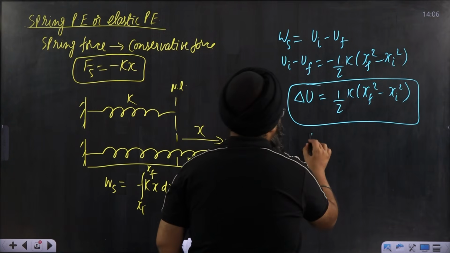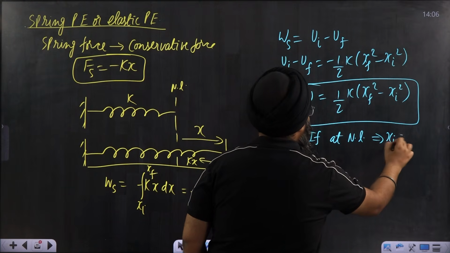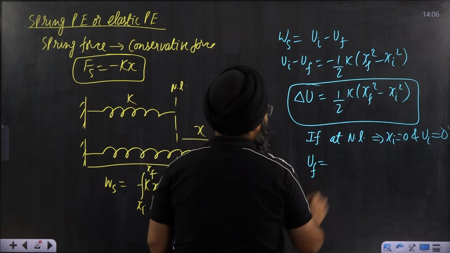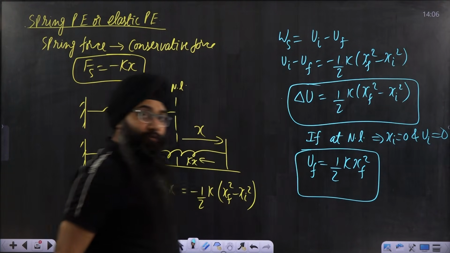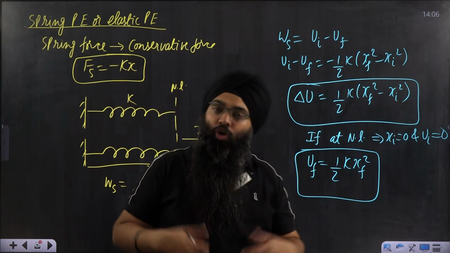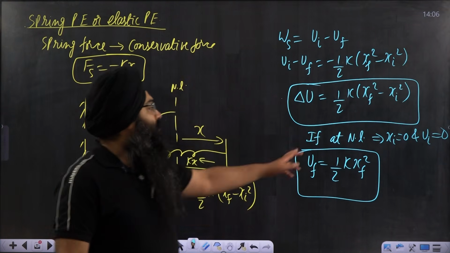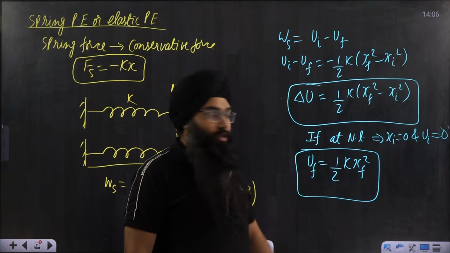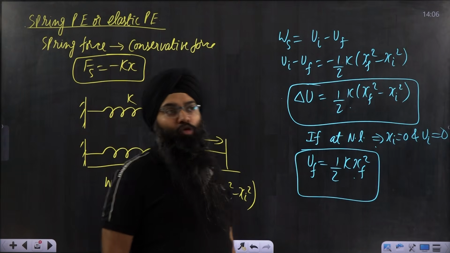Now in this case, if I take as reference the natural length, where x initial is equal to 0 and initial potential energy is also equal to 0, then I can write the final potential energy as half k x final square. That means if you are taking the potential energy to be 0 at natural length, when the spring is not elongated and not compressed, then the potential energy will be equal to half k x final square. So this formula can only be applied if you are applying this condition, but the earlier formula can be applied anywhere, there is no problem.